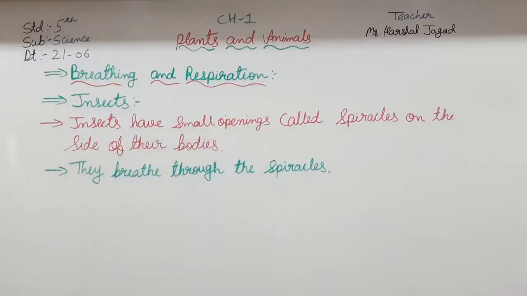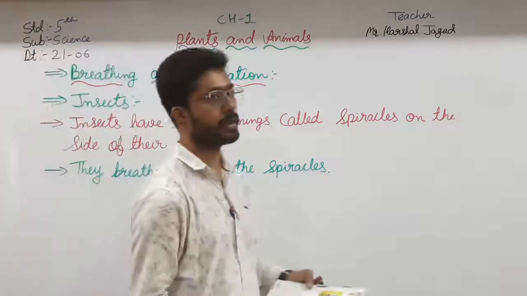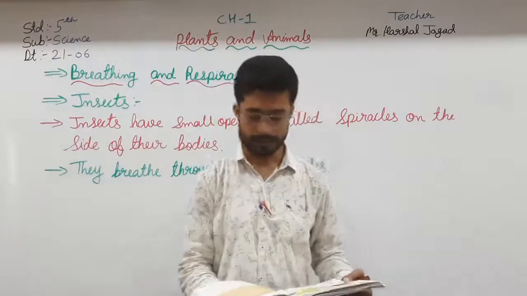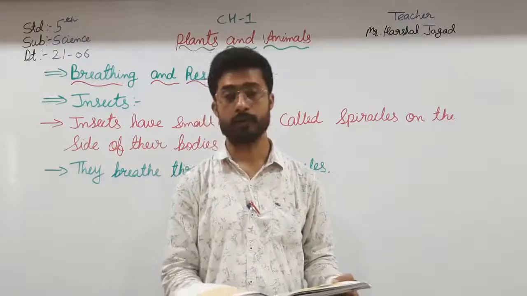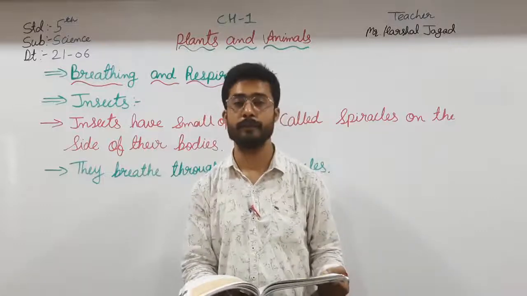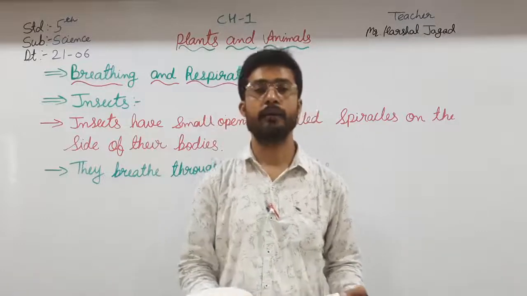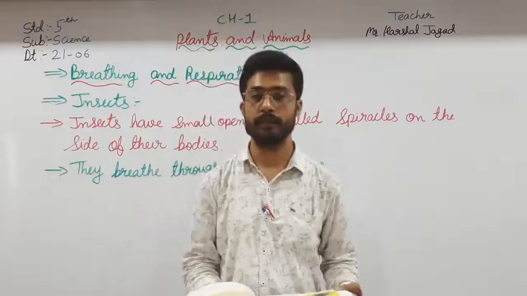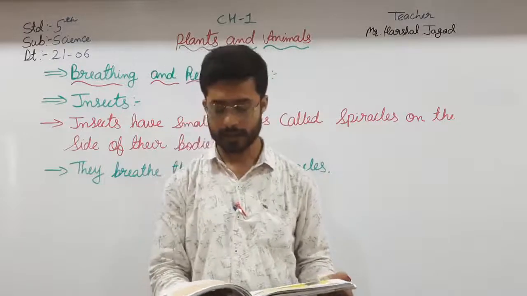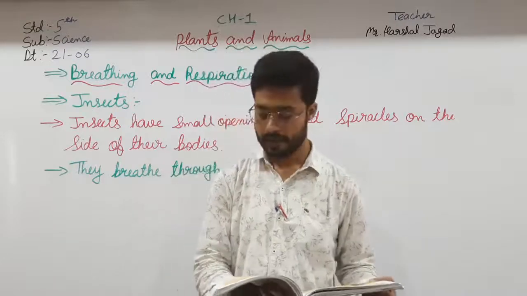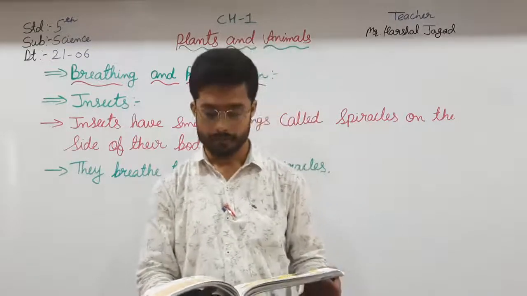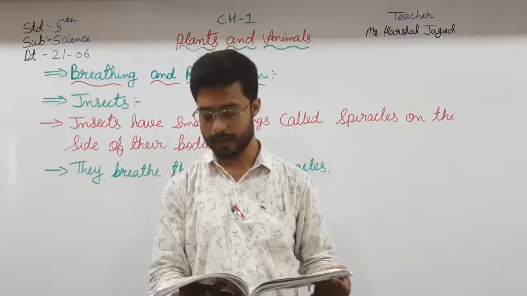In this video we have seen breathing and respiration. First of all, we have seen respiration. What is respiration? Respiration is the process by which animals and plants take in oxygen from the air and give out carbon dioxide. And in that we have seen about the animals, that was terrestrial animals, animals living on the land, breathe through their lungs. Reptiles and birds also have lungs. Mammals breathe through nose and lungs.